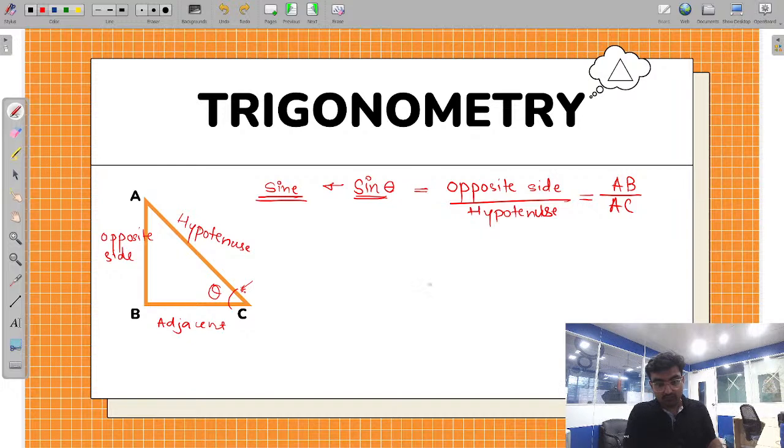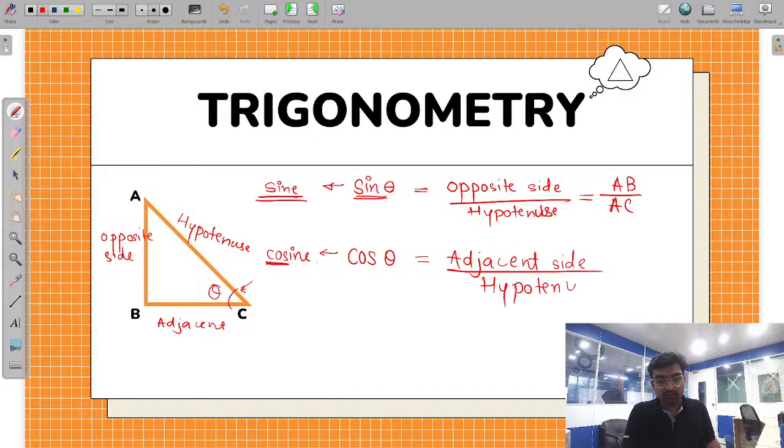Clear? Good. Then the next ratio you have to remember is cos theta. Cos is actually cosine, but in short form we use only cos. The ratio for cos theta is adjacent side upon hypotenuse, correct? And which is the adjacent side? BC, you got it right. And hypotenuse AC, again common, it's going to be the same, right?